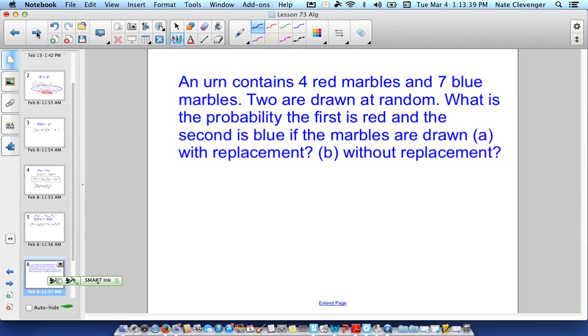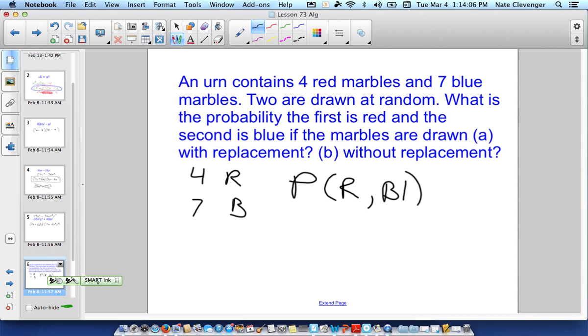4 reds, 7 blues, 2 are drawn at random. Okay, what's the probability that the first is red, then the second is blue? Okay, so we're drawing. They want to know the probability of getting red and then blue.